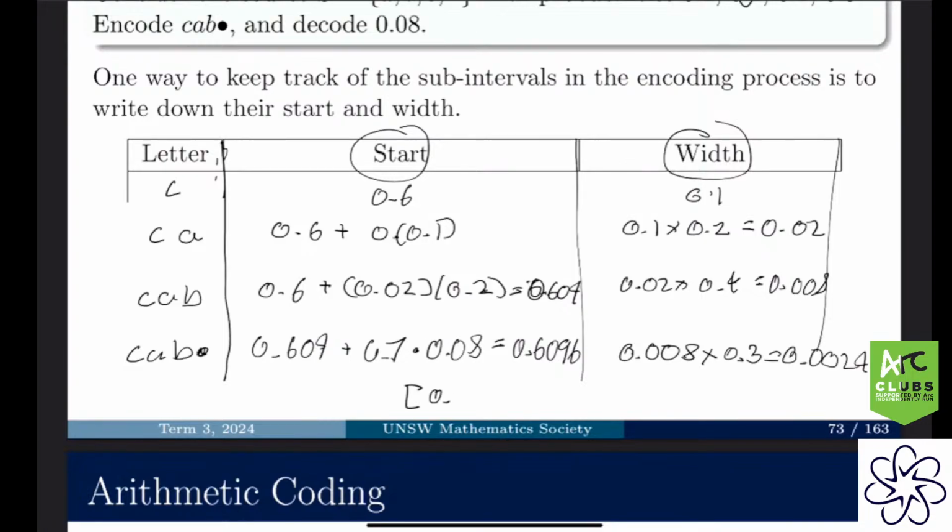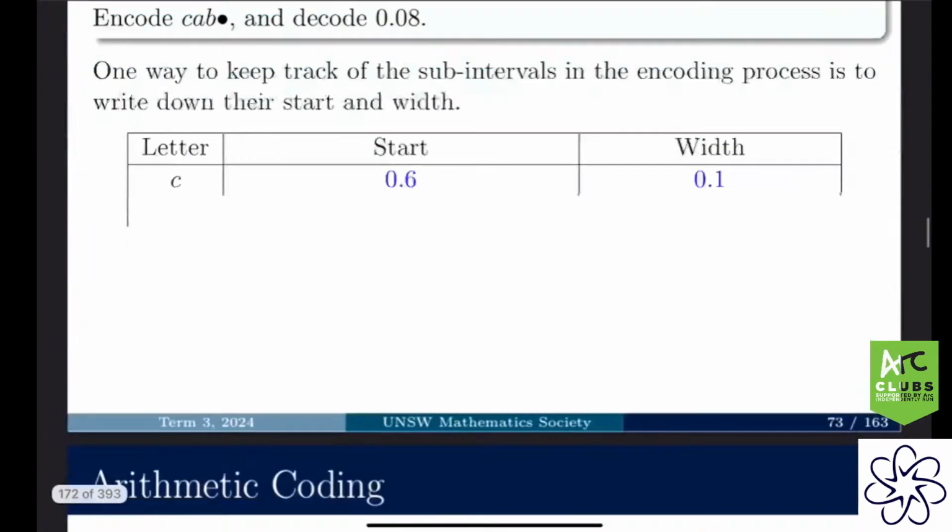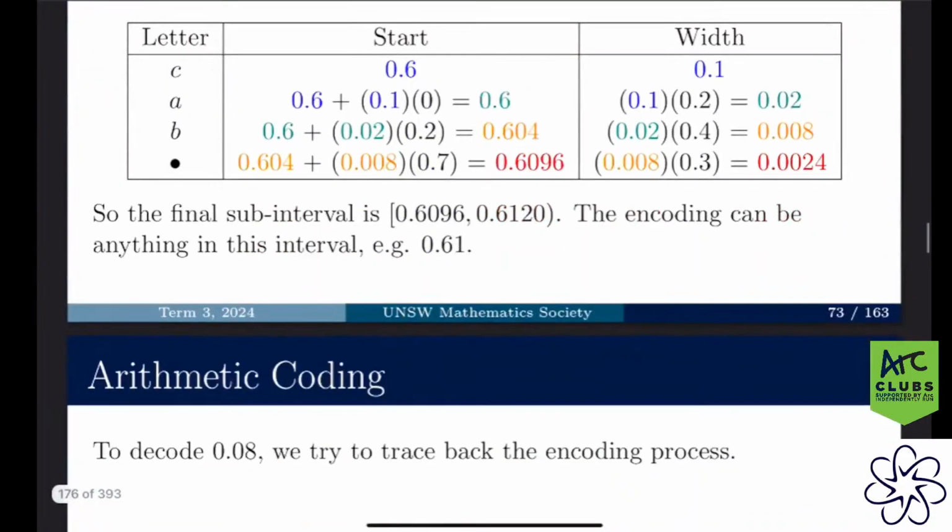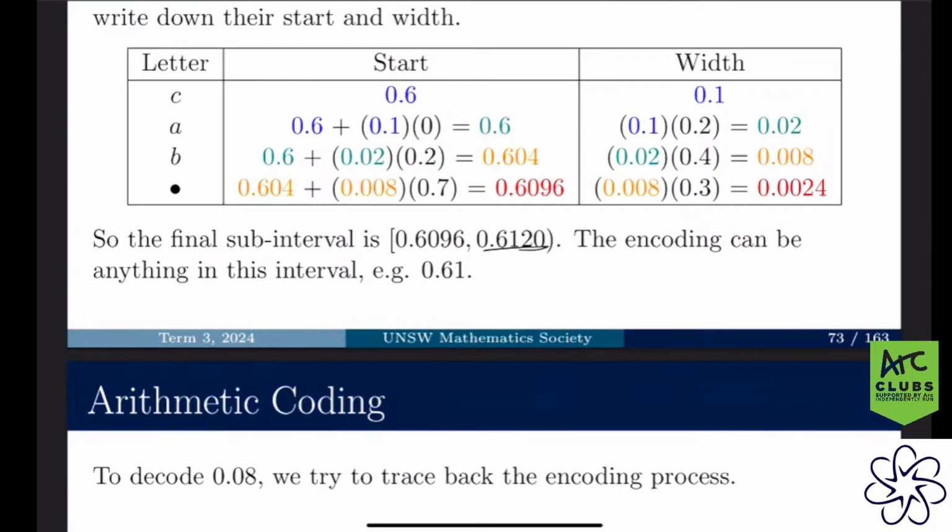All right, so for our encryption, finally we can do this: the beginning of our subinterval is 0.6096, and it will end at 0.6096 plus 0.0024, which I am going to just go through, and that would be this. And so our encryption is 0.61.